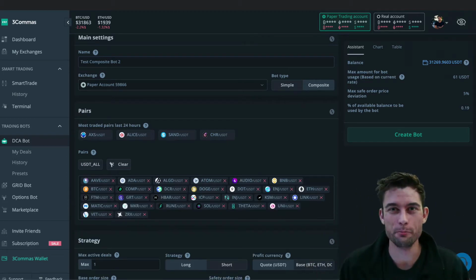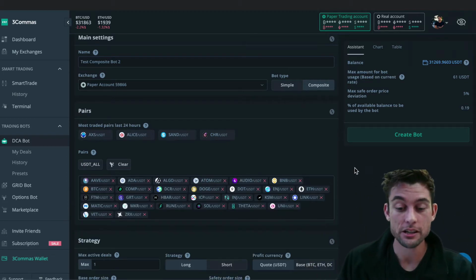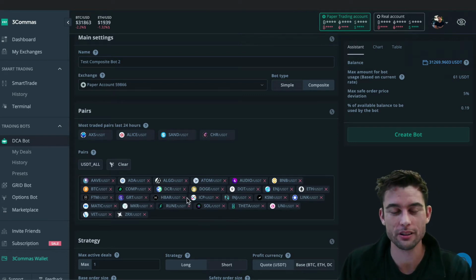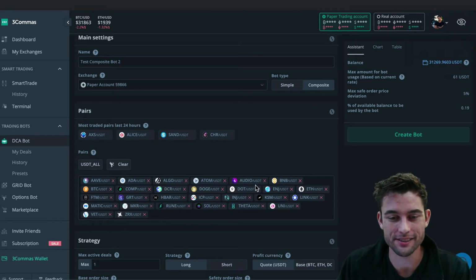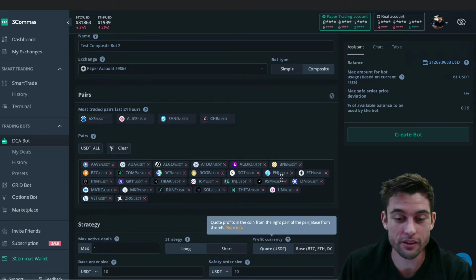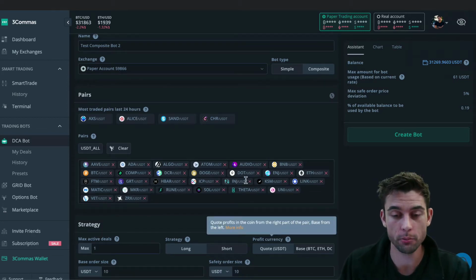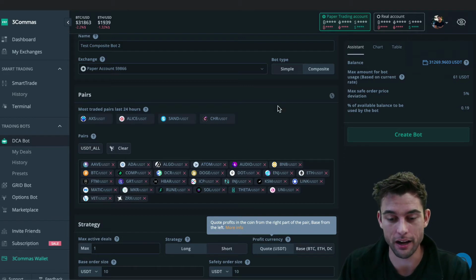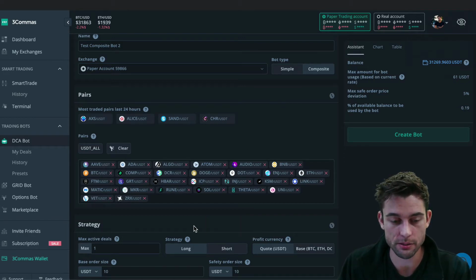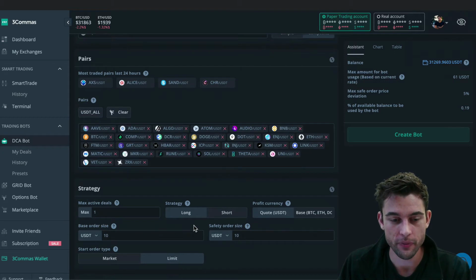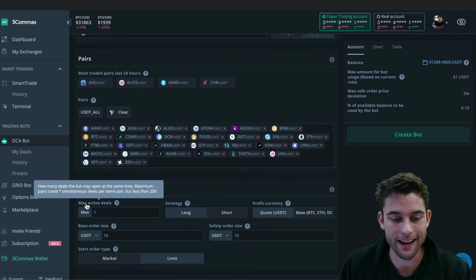Okay, so we're back, and I added 28 different cryptocurrencies to my composite bot. So that is pretty awesome. All of these cryptocurrencies will be available to be traded in this bot right now. And so let's keep on going down a little bit further to the strategy, the max active deals. And like we went over this before, but this is how many deals the bot may open at the same time, maximum pairs, simultaneous deals per same pair.